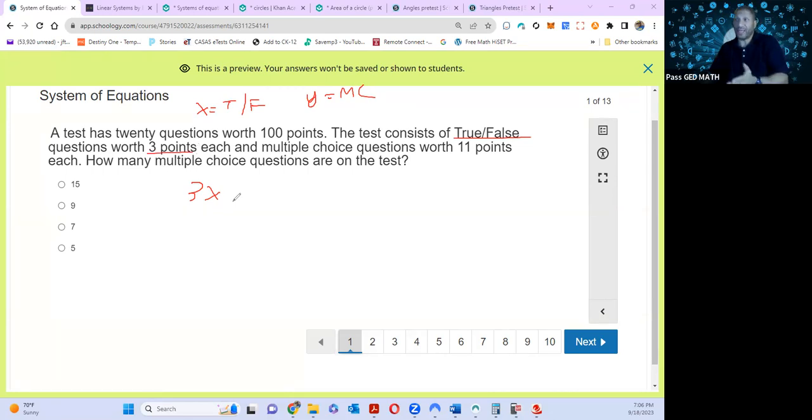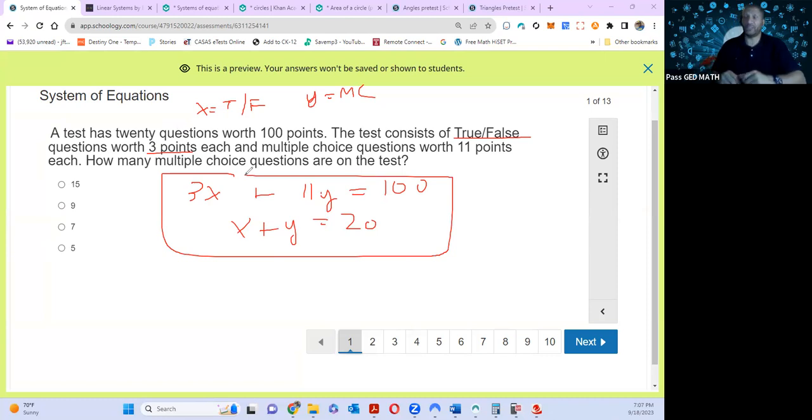So 3 times x plus 11 times y equals 100. We know there's 20 questions. So x plus y equals 20. Now we have two equations. We can solve our system of equations. And that's how you start. That's how you break down a question. Identify what you know. Identify what they're asking. Identify if you need a formula, and then plug those values in.